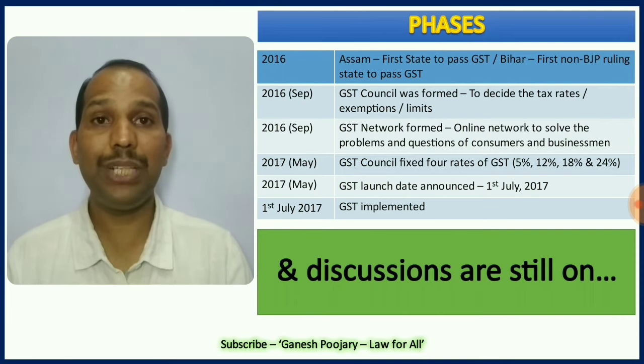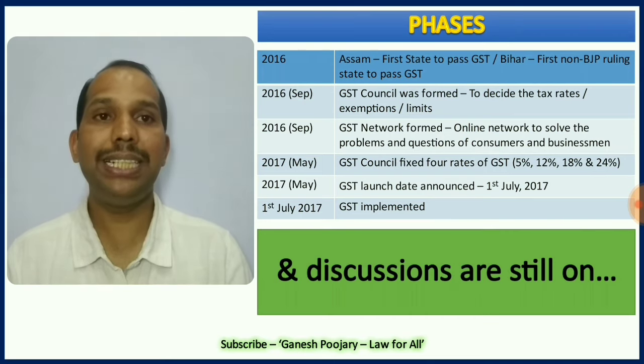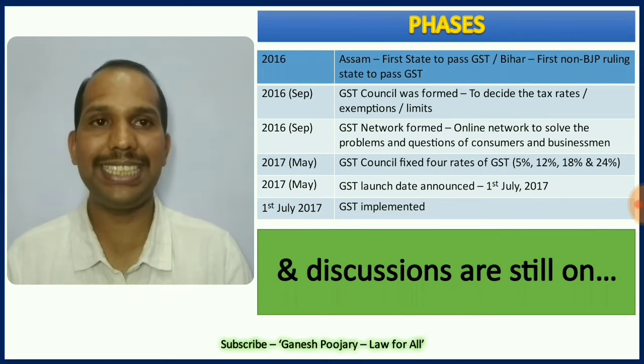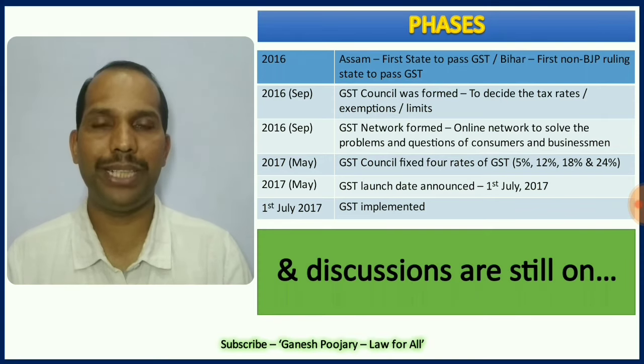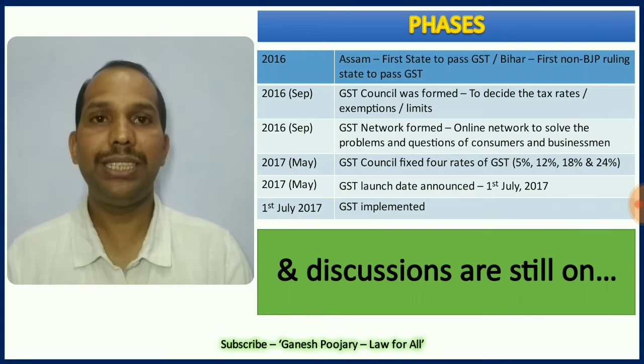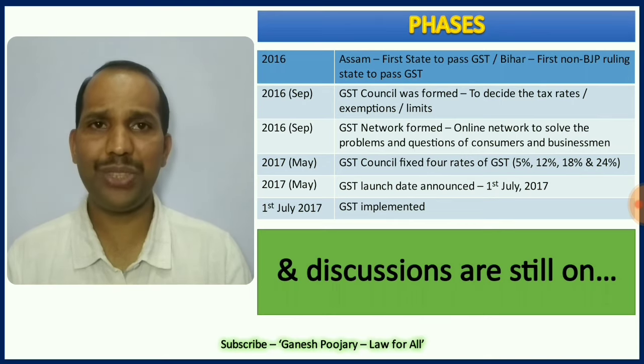In the year 2016, one more major landmark is that the GST Council was formed to decide the tax rates, the exemptions and limits, and then the GST Network was also formed to give an online network to solve the problems and questions of the consumers and businessmen. During March 2017, the GST Council fixed the final rates of GST as 5, 12, 18 and 28%, and during May 2017, the launch date of GST was announced as 1st July 2017. And on 1st July 2017, GST got implemented.